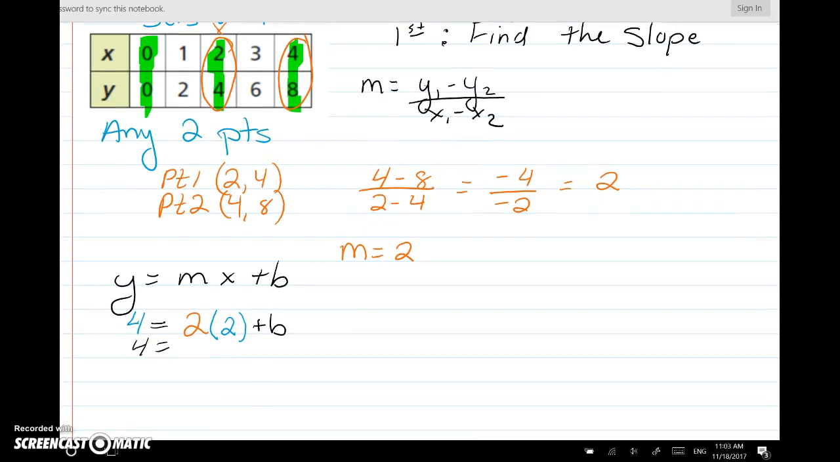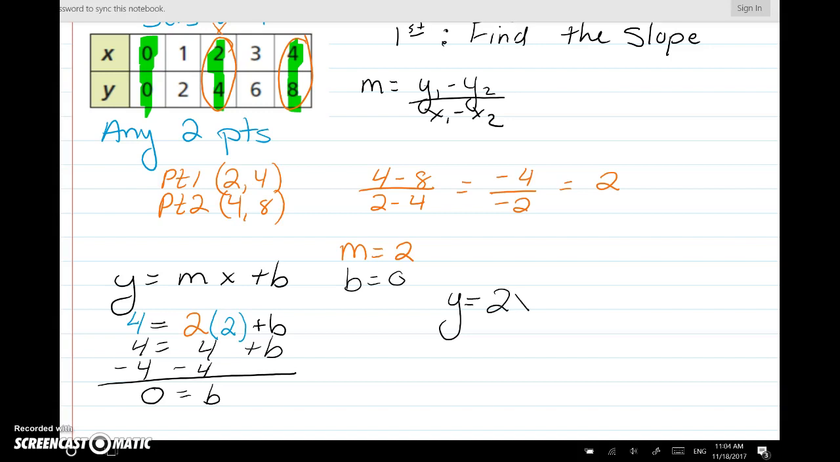So 4 equals 2 times 2 is 4 plus b. Subtract 4 from both sides. I get 0 equals b. So my y-intercept is 0. Now if I wanted to write this in the equation of a line, it would be y equals m is 2, x, and I don't have to put anything for this y-intercept because whenever I add 0, it's still 0.